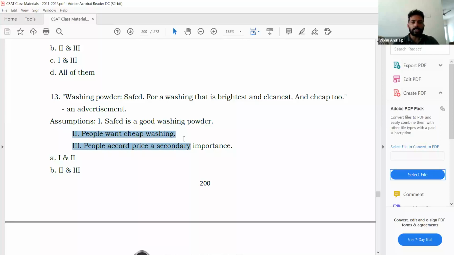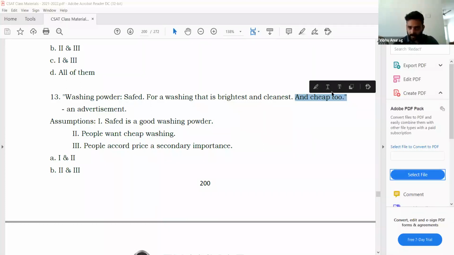Second one, people want cheap washing. Again, yes, because they have said and cheap too. So it's cheap has been advertised. This fact has been advertised that it is cheap. So they believe that people want cheap washing. That's why they are advertising this fact. So correct. And third one, people accord price a secondary importance.